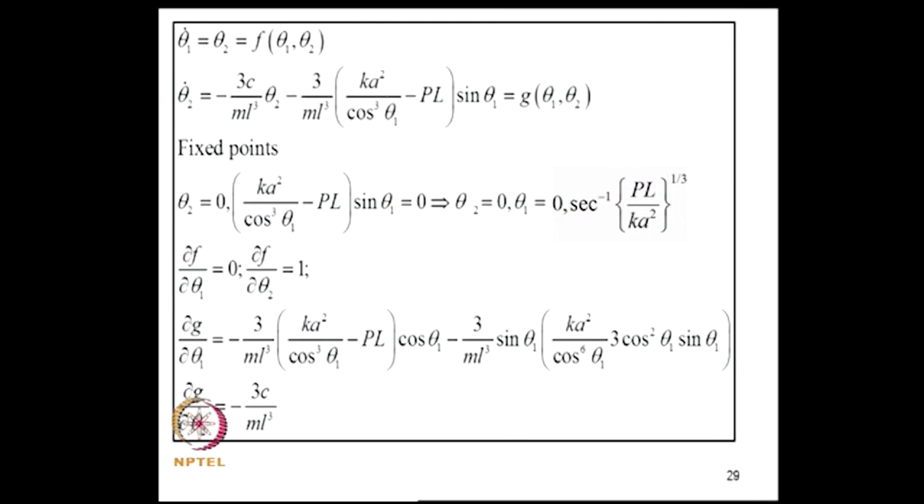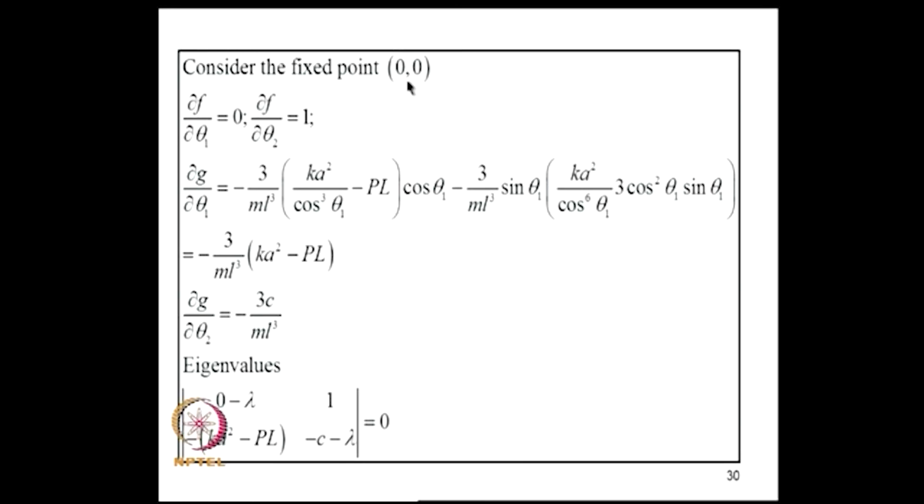So, that is why we are taking only one of the roots of this equation, theta 2 equal to 0 and theta 1 is this. So, now we will evaluate the matrix whose eigenvalues we need to study. So, dou f by dou theta 1 is 0, dou f by dou theta 2 is this, and dou g by dou theta 1 and dou g by dou theta 2 are given by this.